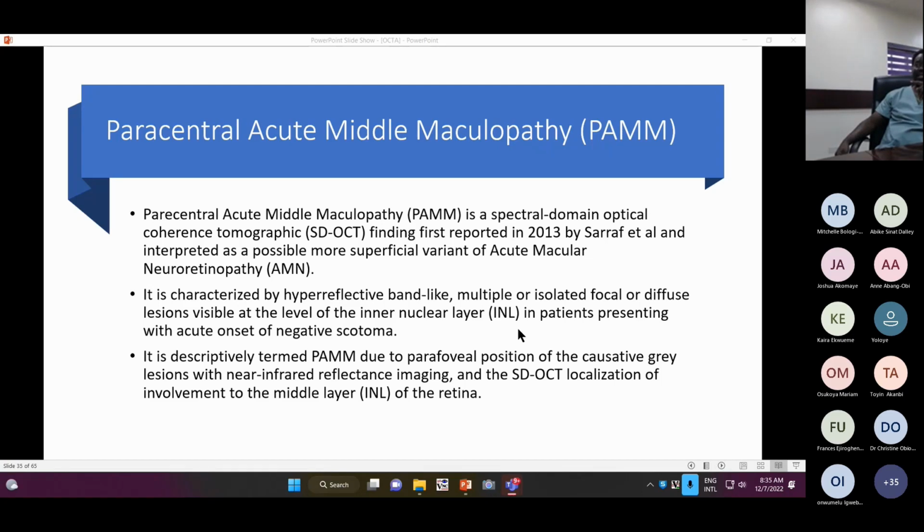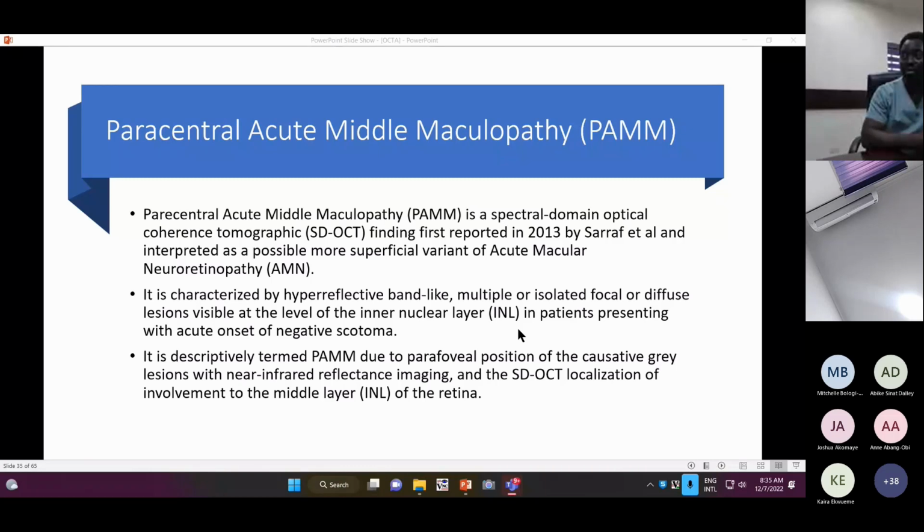It was first reported in 2013 and is interpreted as a possible more superficial variant of acute macular neuroretinopathy. It is characterized by hyperreflective bands and multiple isolated focal and diffuse lesions visible at the level of the inner nuclear layer in patients presenting with acute onset of negative scotomas. It is termed PAM due to the parafoveal position of the causative gray lesions with near-infrared reflectance imaging and the OCT localization of the involvement of the middle layer of the retina.